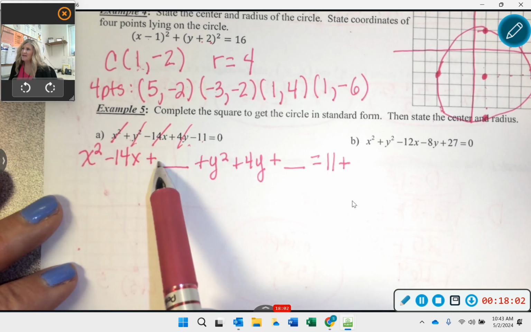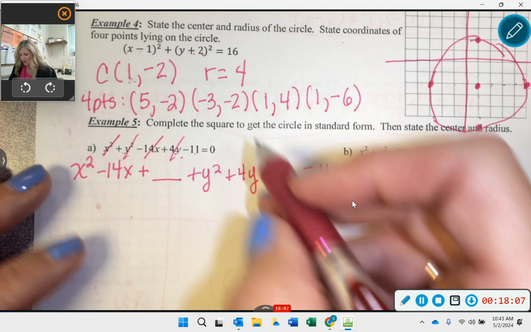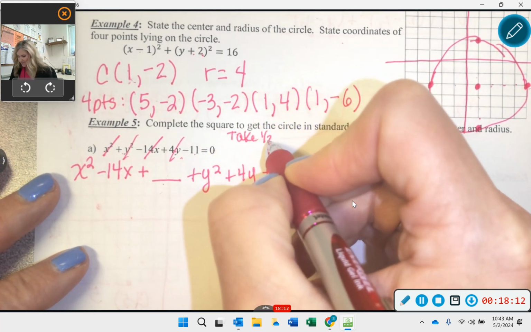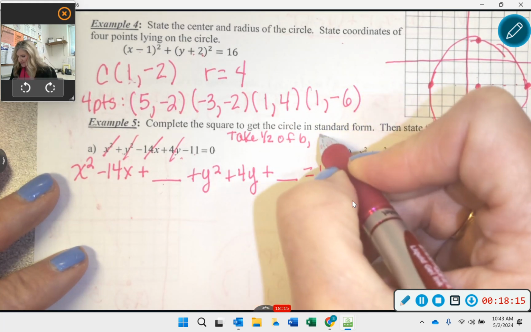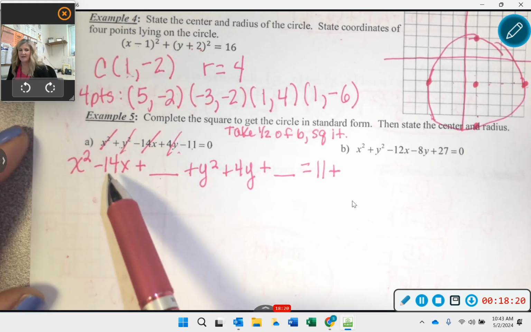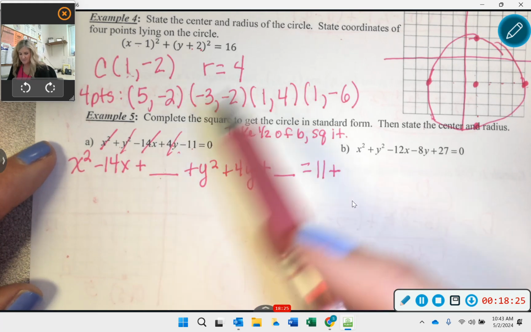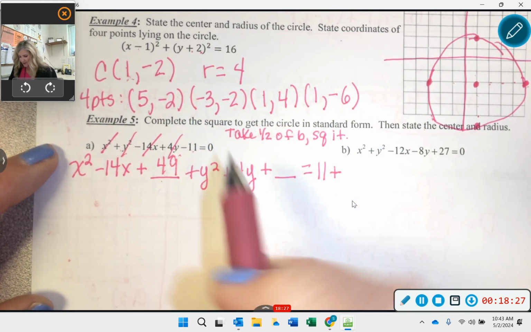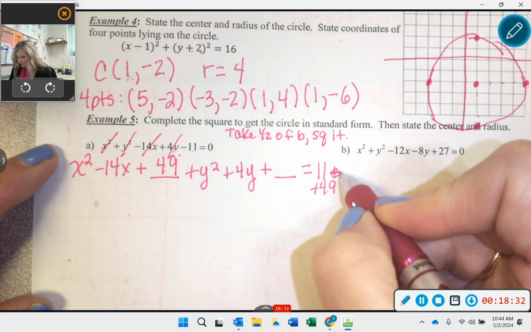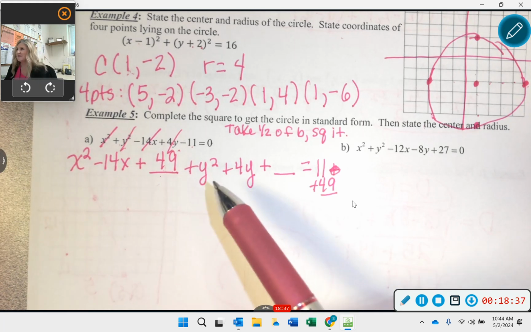Now, I'm trying to make this a perfect square trinomial. Here's the important part, guys. To make this a perfect square trinomial, you have to take half of b and square it. Take half of b and square it. So what's half of 14? Square it. So I'm going to add 49 here. If I'm going to add 49 to the left, I also have to add 49 to the right. Whatever I do to the left side, I have to do to the right side.